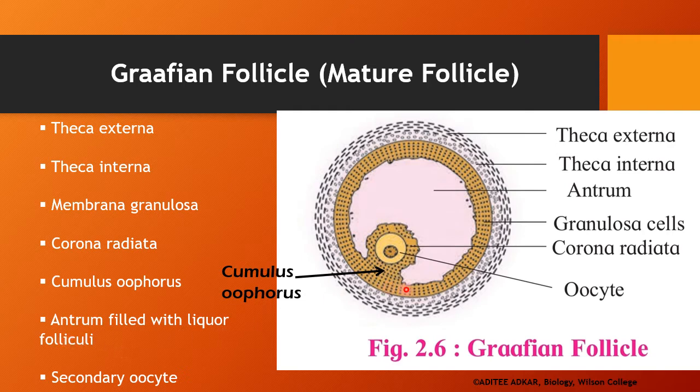Then this layer of cells is the granulosa layer of cells. This is known as membrana granulosa. This is the oocyte, and here are a few granulosa cells which are surrounding the oocyte. This structure is known as the cumulus oophorus.